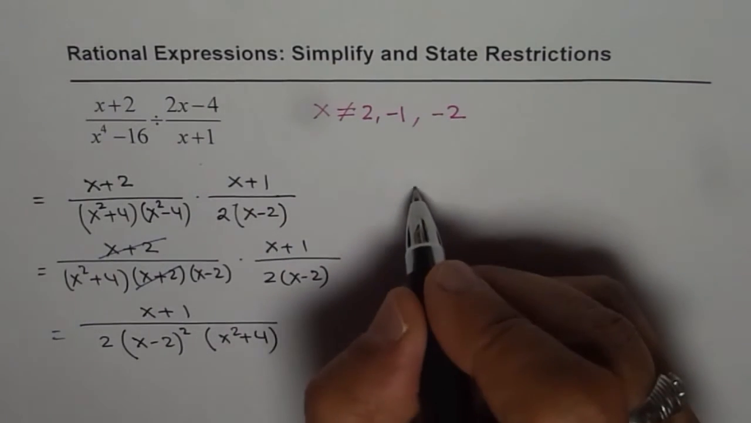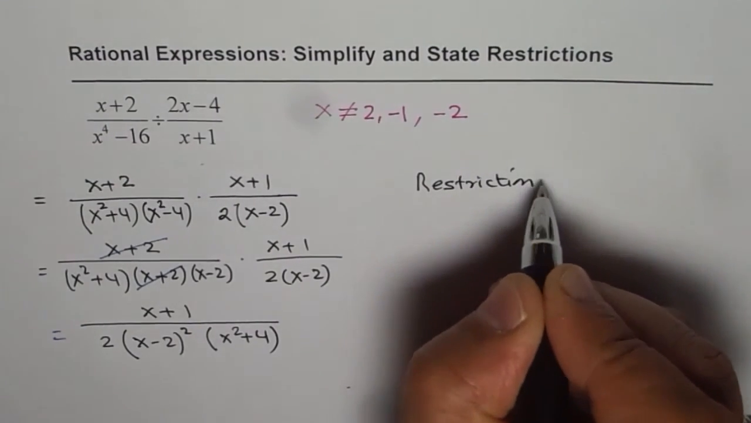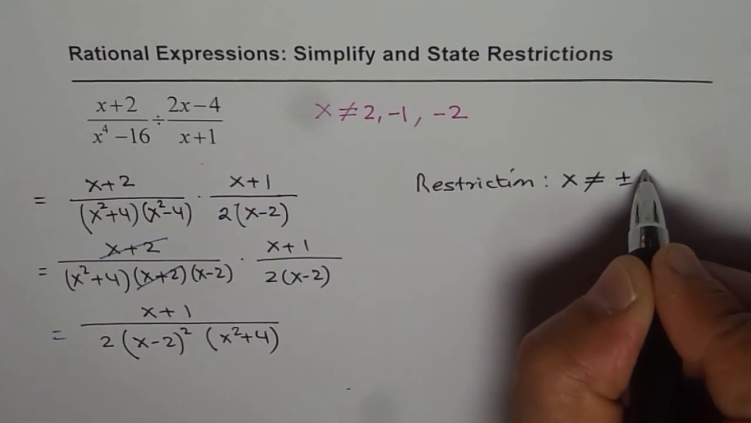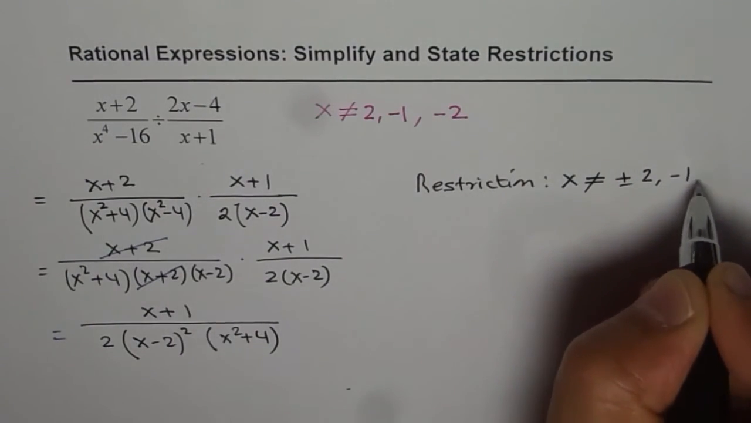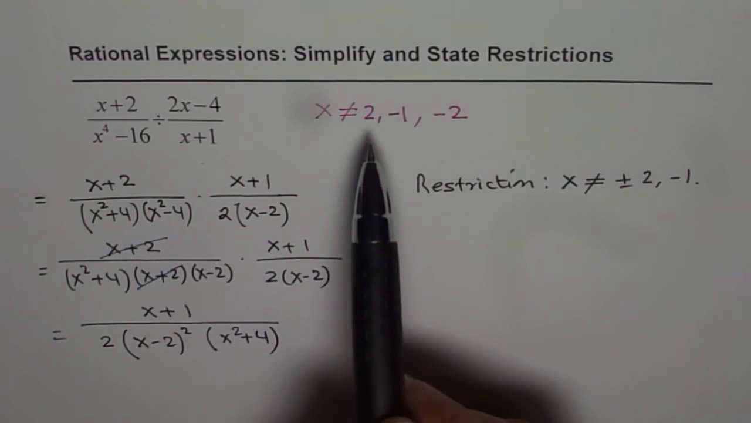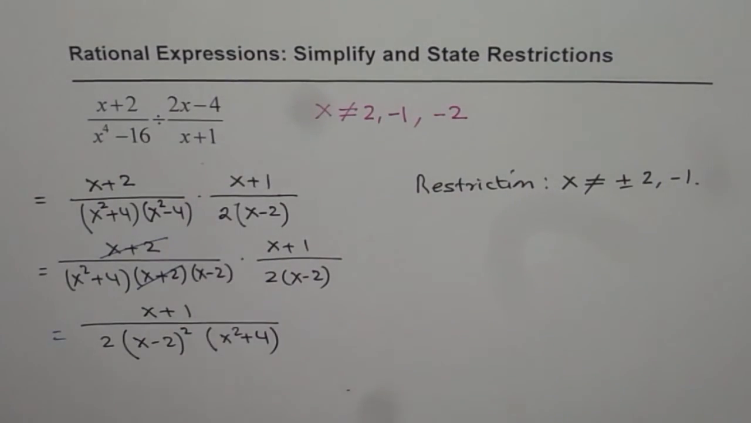And clearly the restrictions are that x is not equal to plus or minus 2 and -1. So that is how we can answer this question. Remember that when you are writing restrictions for the divisor, you need to write restrictions for both numerator and denominator. I hope that's clear. Thank you and all the best.